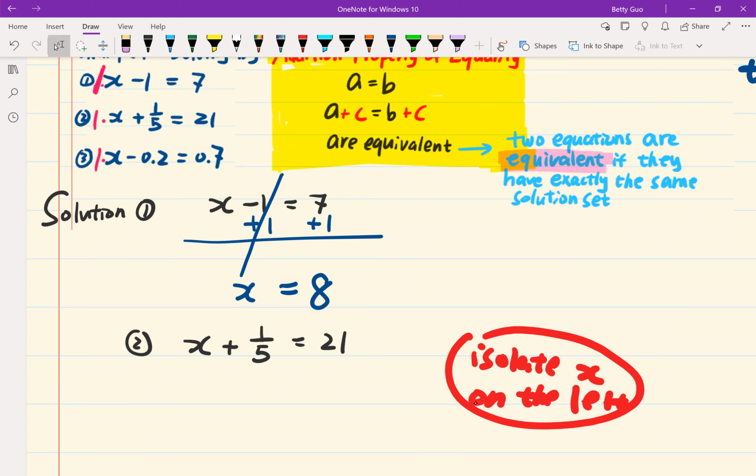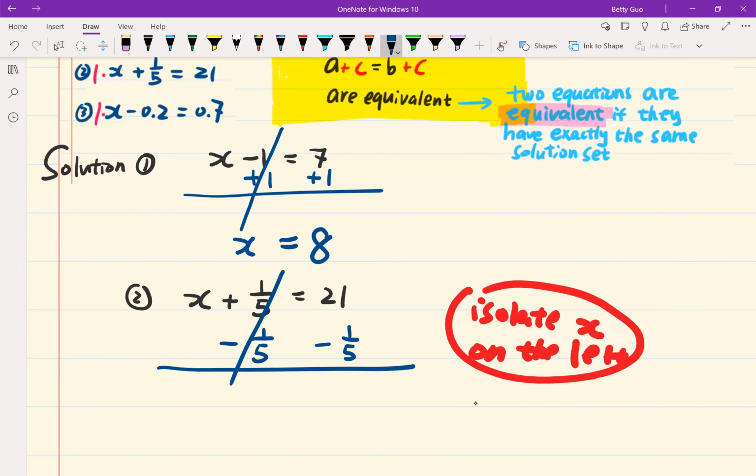How do we get rid of 1 over 5? You see this operation is adding, right? So it means we have 1 over 5 extra on the left. We don't want that. So we're going to remove it, right? Then do we minus? Yeah. So minus 1 over 5, or negative 1 over 5, is the opposite of 1 over 5. So we're going to minus 1 over 5 from both sides. And they cancel, right? And we have x isolated on the left. On the right, we have 21 minus 1 over 5.